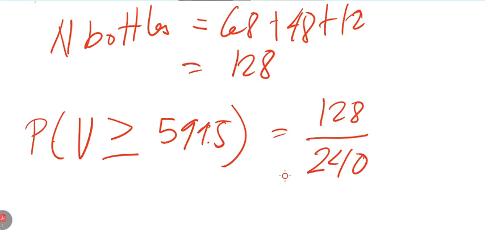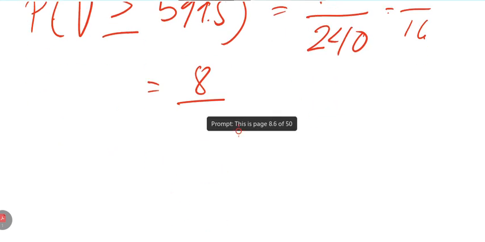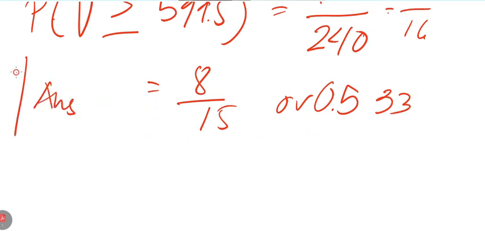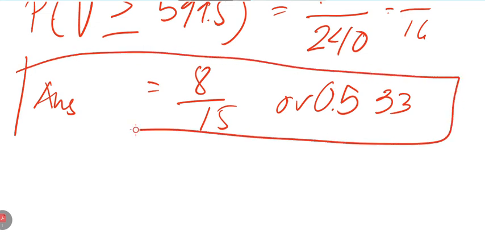Now, let's simplify it. We can divide both the numerator and denominator by 16. So the answer is 8 over 15, or roughly 0.533. So this one would be the answer. Okay. Now, the second one.